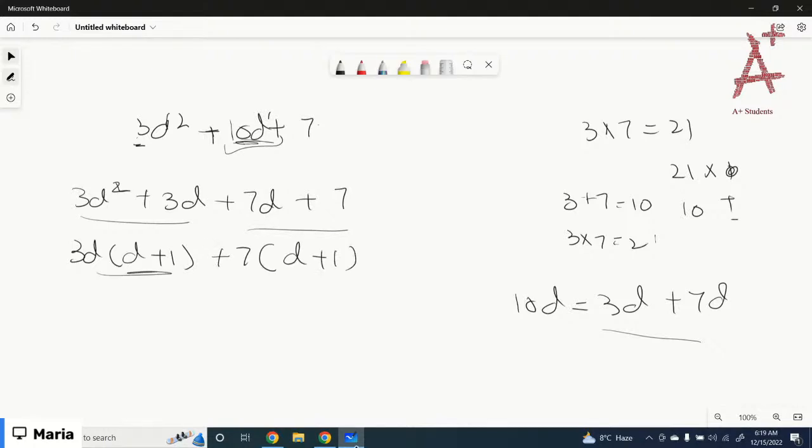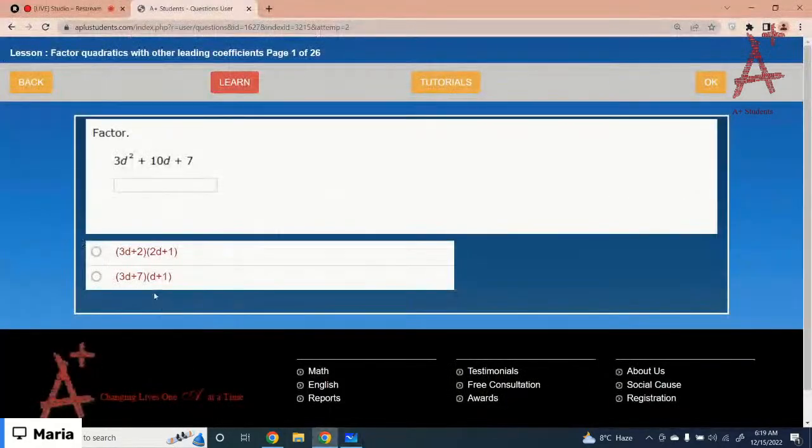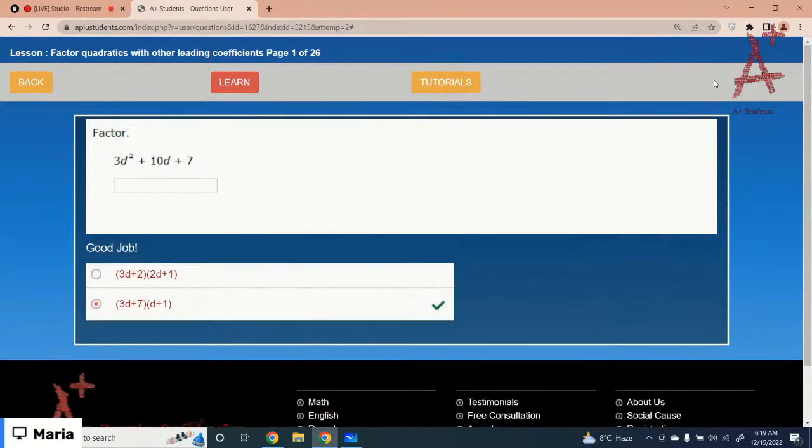You must have a common factor like this. If you don't have anything common, that means your factors aren't correct. Look for your factors again. So d plus 1 is common and you're left with 3d plus 7. So basically these are the factors. When you multiply both these factors, you will get the same thing back. So it will be d plus 1 and 3d plus 7. Just select the correct options and click on the OK button.